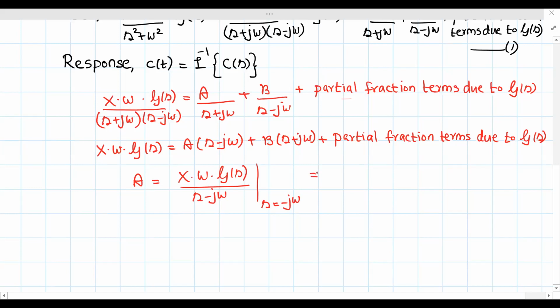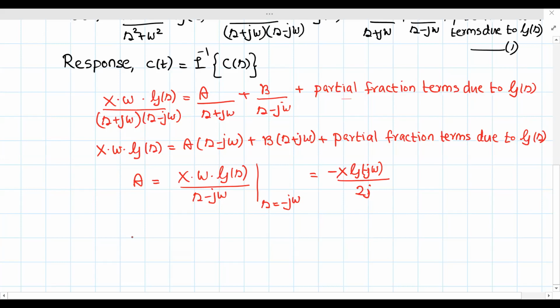So you will get your A as minus x into g of minus j omega divided by 2j. Wherever you find s, replace s with minus j omega. So here it becomes minus 2j omega, and omega and omega get cancelled. You will get your A as minus x into g of minus j omega by 2j.